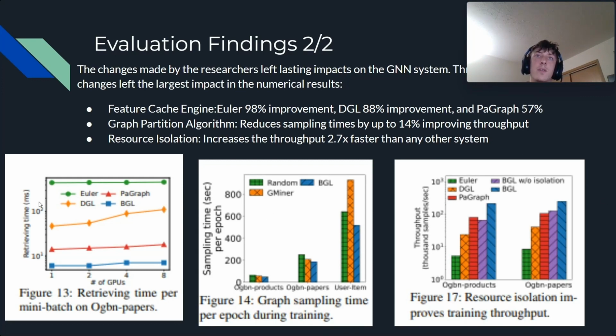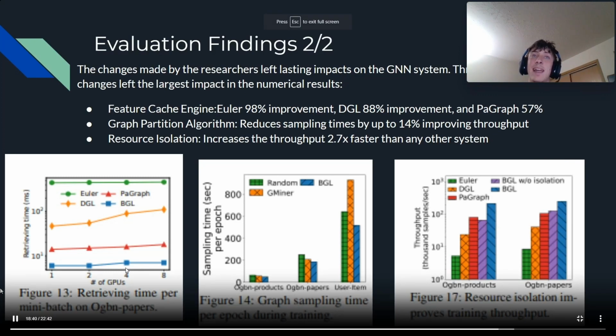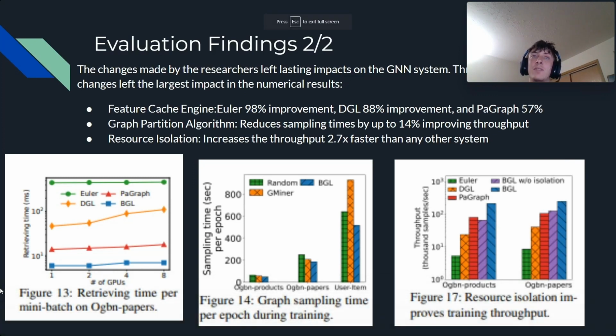We can see in figure 13 here that the feature retrieving time was significantly lower than all other systems, even with the increase of GPUs. The feature retrieving time was reduced by 98%, 88%, and 57% when compared to Euler, DGL, and PA-Graph, which is a major difference. The next impact made was from the graph partitioning algorithm implemented by the researchers.